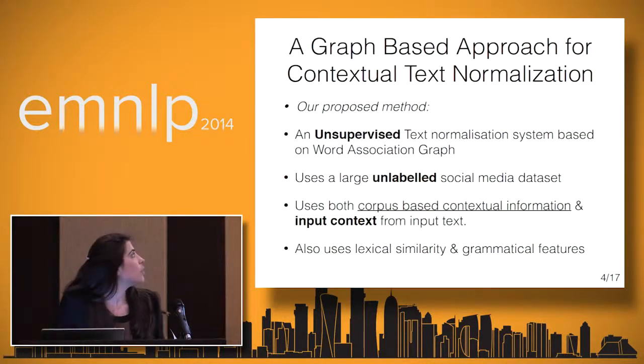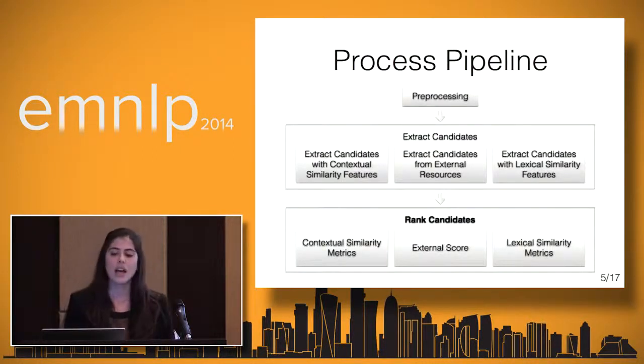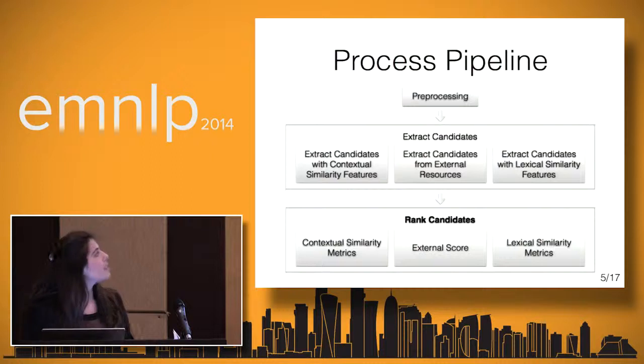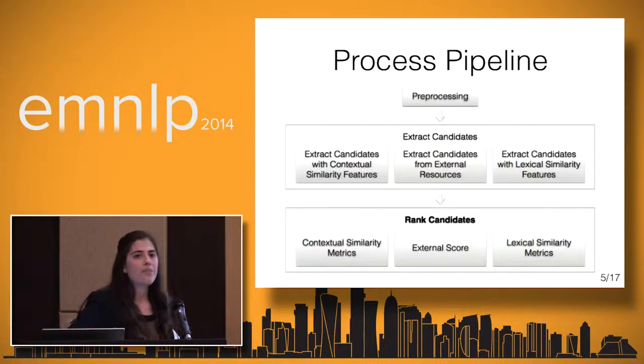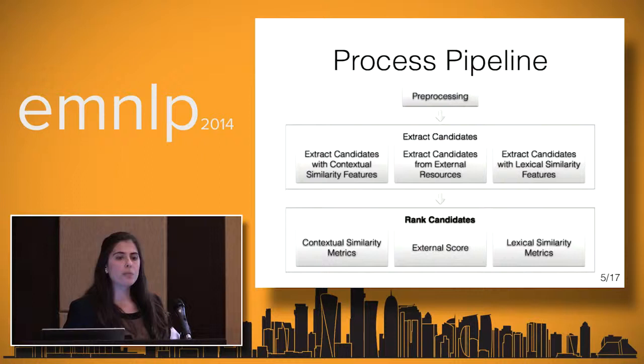We proposed an unsupervised method for contextual text normalization, and our method makes use of a large unlabeled social media dataset to model global context information as well as input context information. It also uses lexical similarity and grammatical features. In general, our pipeline has 3 steps. In the pre-processing step, we first tokenize and do part of speech tagging of the input text.